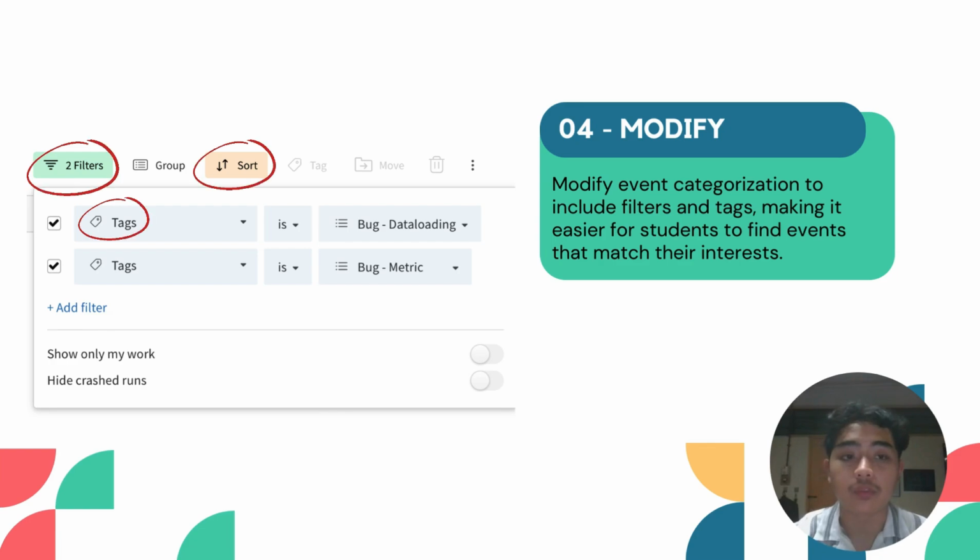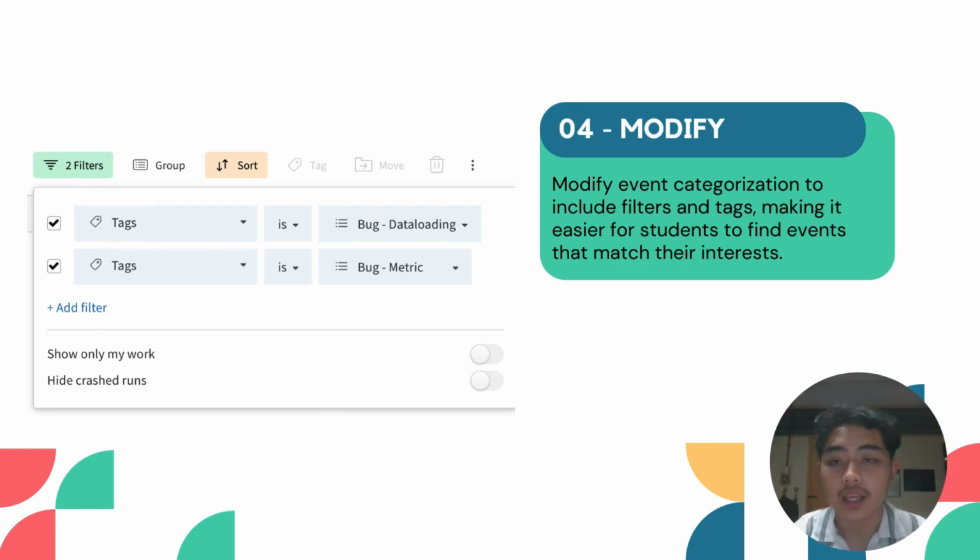So what are the benefits of this modification? To improve discoverability and personalized experience, and lastly, efficient event management. It helps organizers to categorize and promote events more effectively and reach the right audience. So by modifying event categorization with filters and tags, we make it easier for students to find and attend events that they are interested in joining.